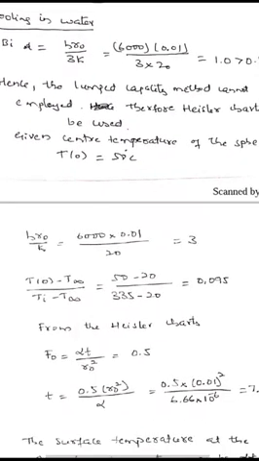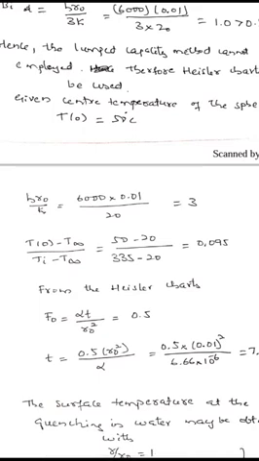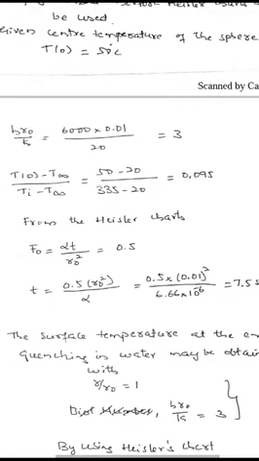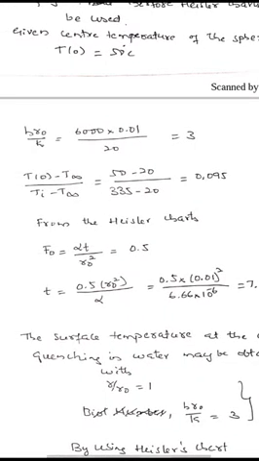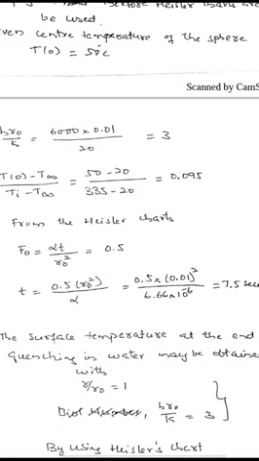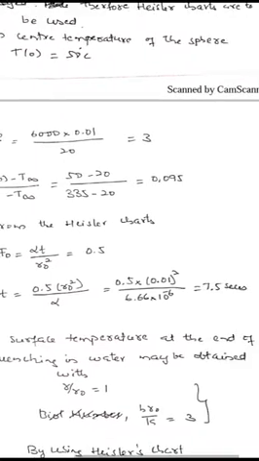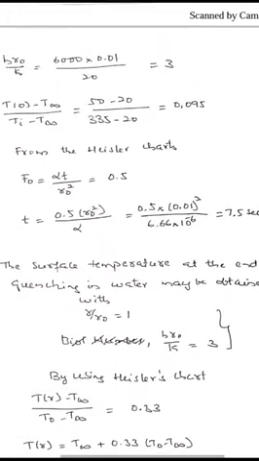The center temperature is given as 50 degrees centigrade. We know the center temperature, and we know the initial temperature as 335. You will find T0 minus T infinity by Ti minus T infinity as 0.095, and h R0 by k is 3. Then using the chart, you find the Fourier number equal to 0.5. t equals 0.5 into R0 square by alpha, and you will get 7.5 seconds. This is the time required for the center of the sphere to cool from 335 to 50 degrees centigrade.